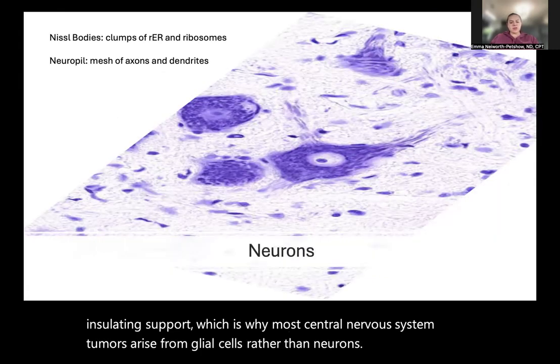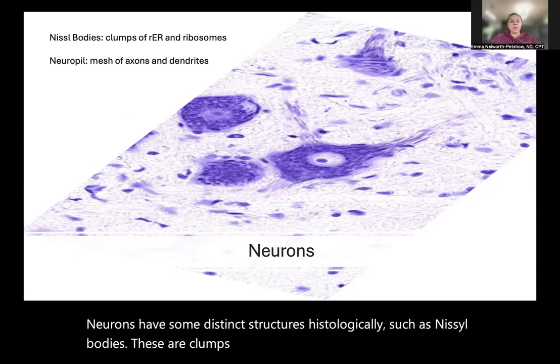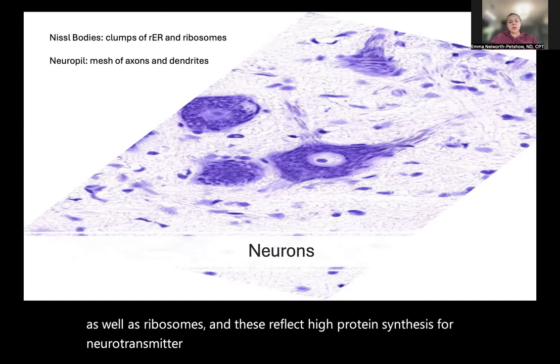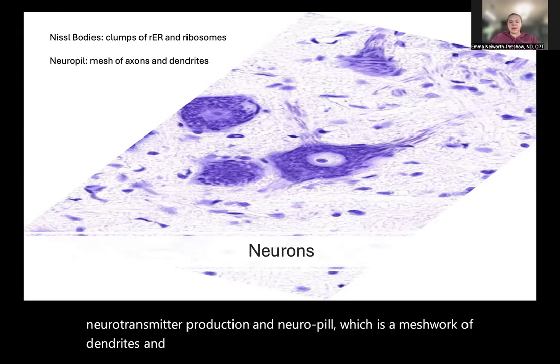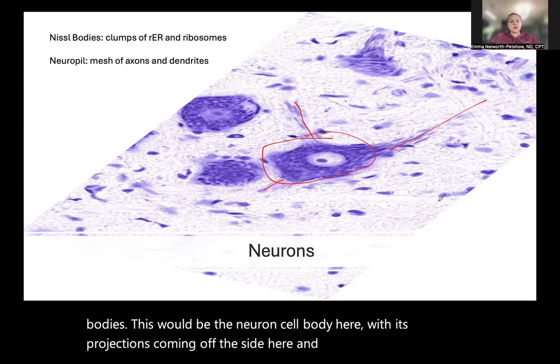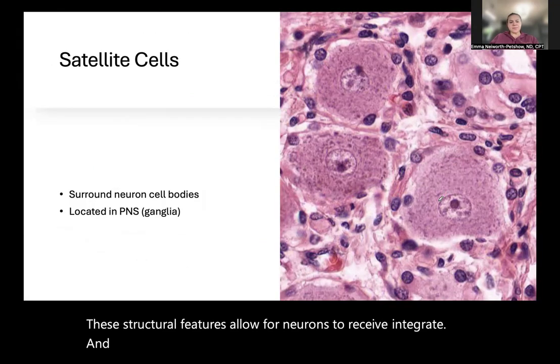Neurons have some distinct structures histologically, such as Nissl bodies. These are clumps of rough endoplasmic reticulum as well as ribosomes, and these reflect high protein synthesis for neurotransmitter production. And a neuropil, which is the meshwork of dendrites and axons that fills the space between the neuron cell bodies. This would be the neuron cell body here, with its projections coming off the side here, here, and here. These structural features allow for neurons to receive, integrate, and send information.